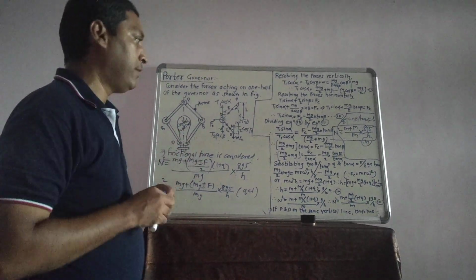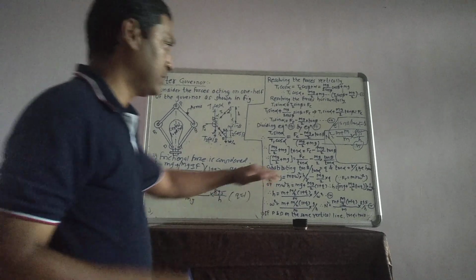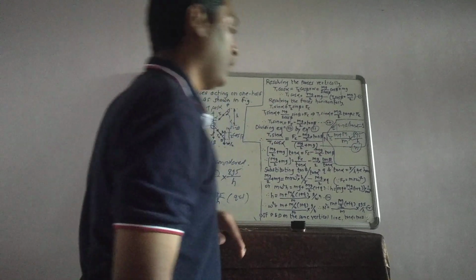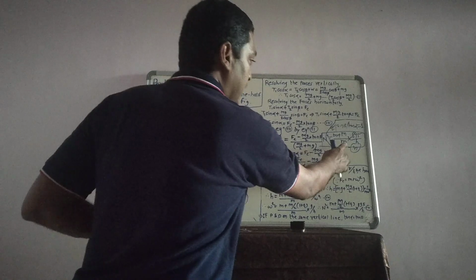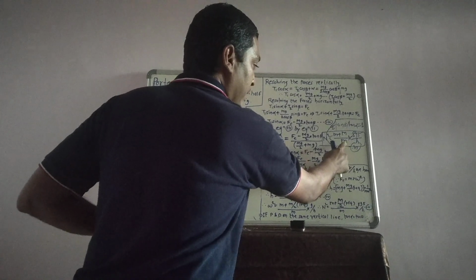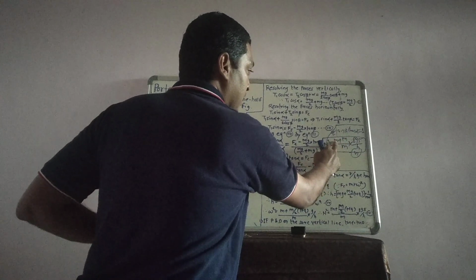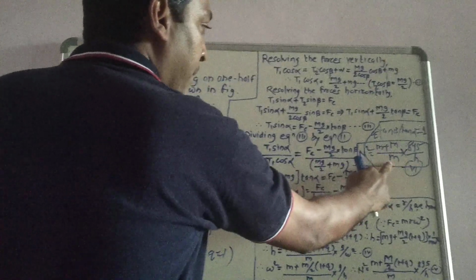Now, when we compare this relation with the Watt governor, the height of the governor will change in the ratio of small m plus capital M by m.